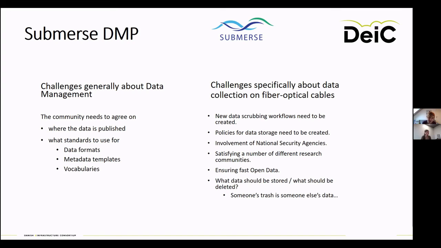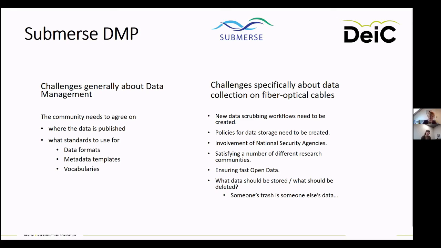So we need, as I said, these new data scrubbing workflows in order to scrub really large amounts of data. We're talking about terabytes per day that need to be in the beginning stored so we can develop algorithms on that. We need policies for data storage, especially in the beginning. In the end, we are not going to end up with that much data, but in the beginning, we need these training data sets. We need to talk to the national security agencies. Everything I said before, we need to satisfy a number of different research communities while ensuring fast, open, and fair data. We need to decide what data we should be keeping and for how long.